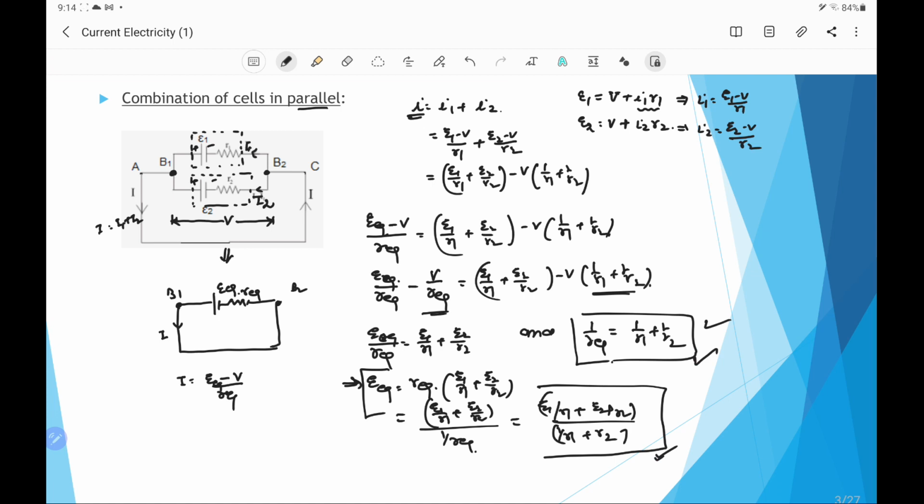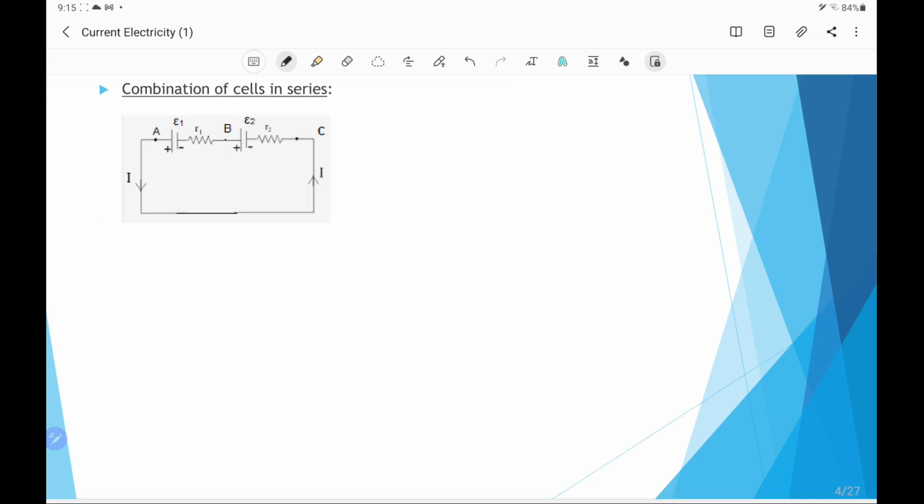Now we take the combination of cells in series. In the series combination, the first cell has EMF E1 and internal resistance R1, and the second cell has EMF E2 and internal resistance R2. These two cells are in series. So in series we know the current will be the same, and the net potential between A and C will be the sum of the potential differences across the terminals of the two cells. Therefore we can write V equal to V1 plus V2.